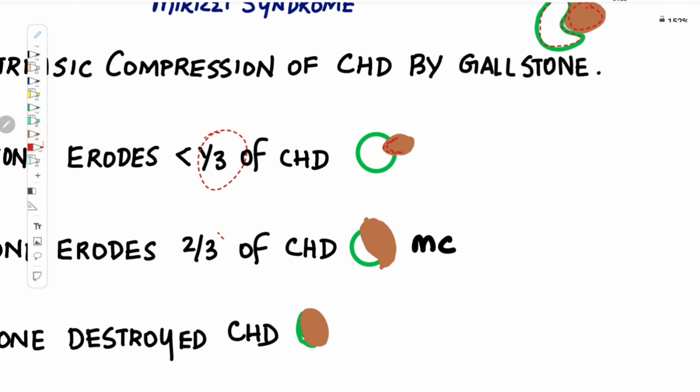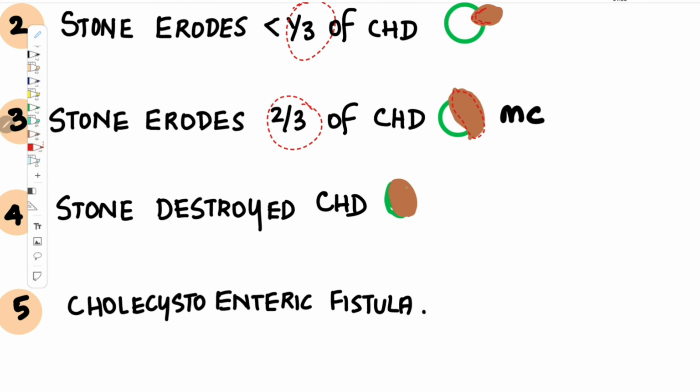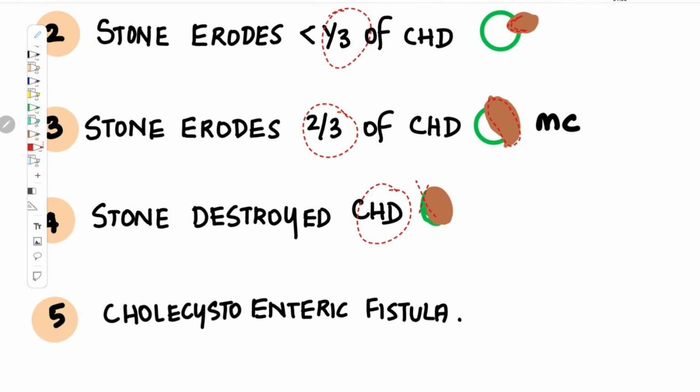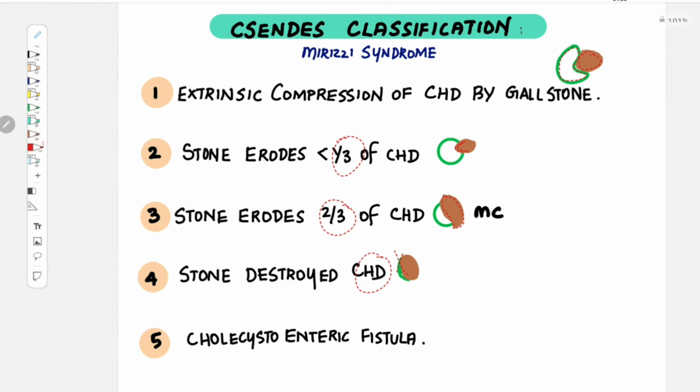In type 3, the erosion is 2/3 of the common hepatic duct. In type 4, the gallstone has completely destroyed the common hepatic duct. In type 5, there is formation of cholecystoenteric fistula.